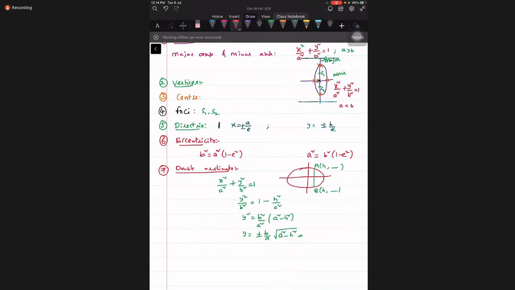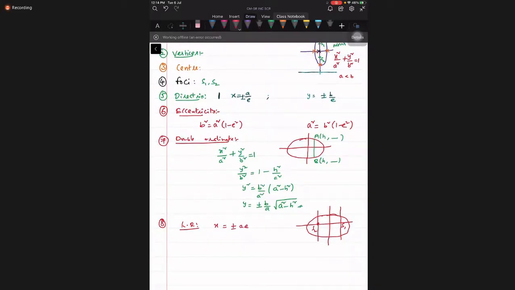All of you, latus rectum. Where is that located? Latus rectum passes through the foci, S1 and S2. So what are the equations? Understand now, students? Suppose if you take this ellipse here, x equal to plus or minus c.